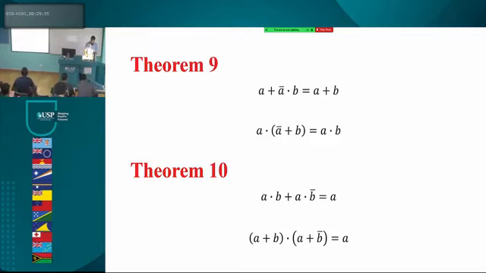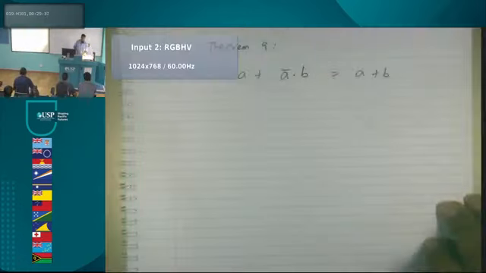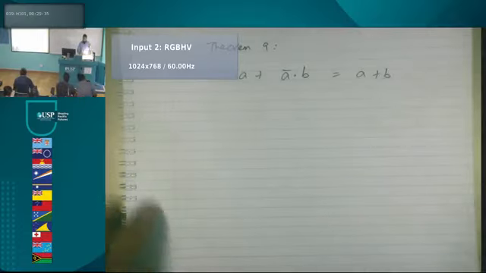Okay, this one does not have a particular name. A or A bar and B is the same as saying A or B. Very interesting. All right, let's look at the proof. Now we will need to use some of our earlier theorems. All right. Okay, so this was version 1.